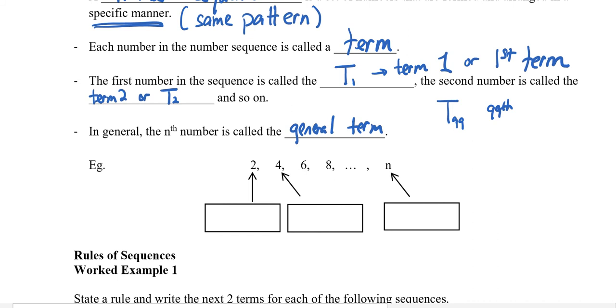Okay, so let's try and understand what this means. For example, I have these numbers here. What is this blank here? This is referring to term number what? 1, right? This is referring to term number 2. This is referring to term number n, right? General term. So this one will be term 1, term 2, term n. Like that. So it's called the nth term, or the general term.